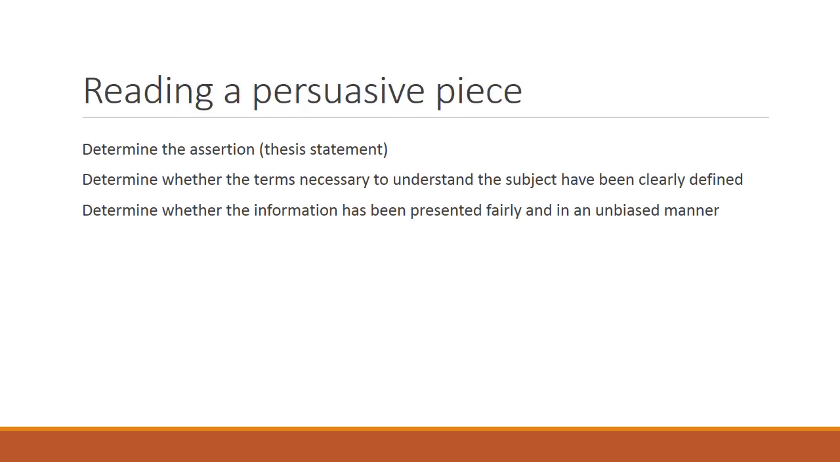In reading a persuasive piece, you're trying to identify the thesis statement or the assertion. What is the point? You're also looking for how the author has supported his or her thesis. Are there any terms that need to be defined or that were clearly defined to assist you in understanding the author's point? But also you have to consider whether that information as well was presented in an unbiased manner.